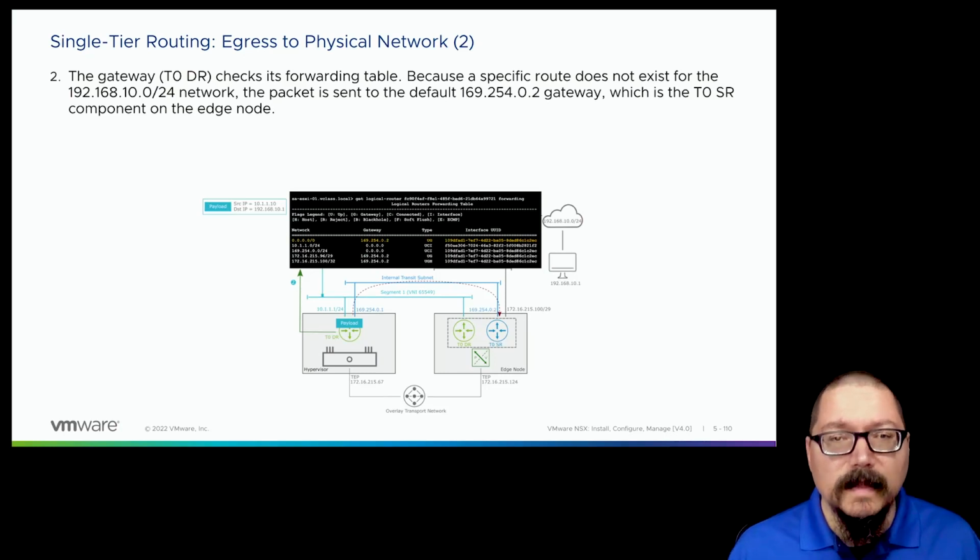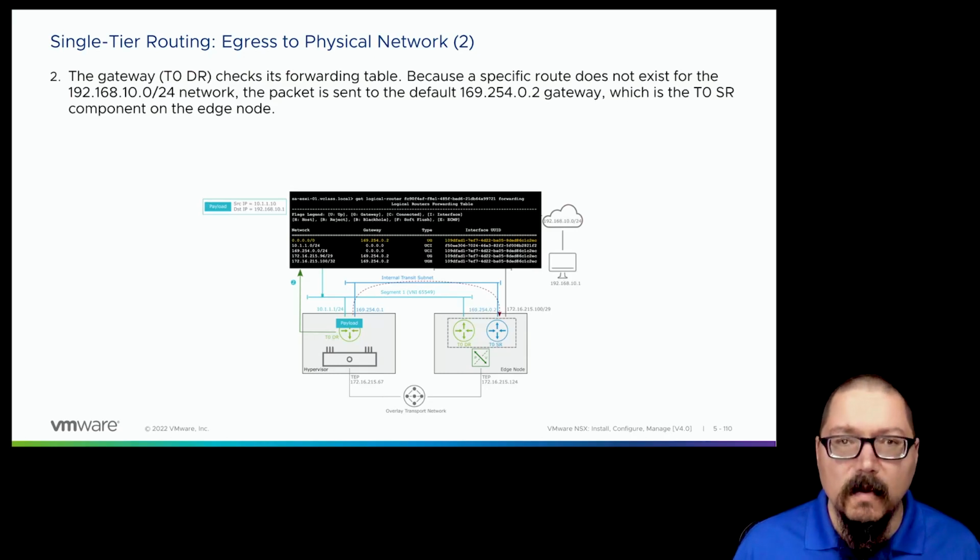The distributed router, the tier 0 distributed router on the hypervisor, is going to do what any other router is going to do. It's going to look at its forwarding table and say, okay, where's my match for 192.168.10.1? And we're actually going to find, in this particular case, if you look closely at the output here, a route specifically for 192.168.10.0/24. We've got a route programmed for that, and it says we need to forward that to 169.254.0.2. Now, where did that IP address come from?